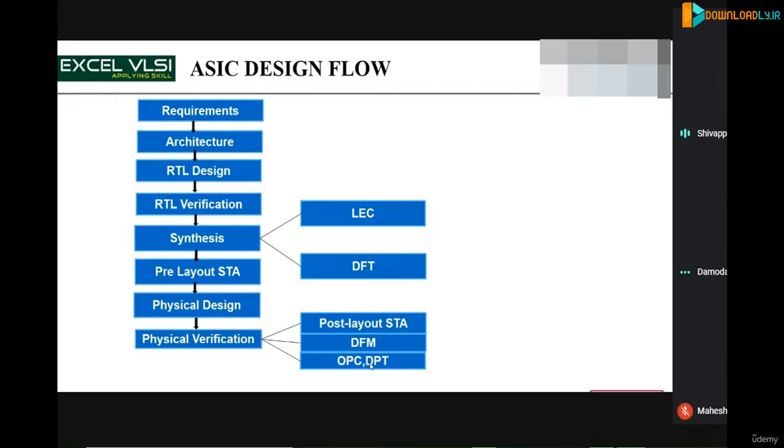A couple of other steps are there, and we will explain these in the upcoming slides. Finally, it is GDS2, the graphic design system format. This is what the design houses send to the foundry. Foundry means the one who can manufacture, who can fabricate the chip.